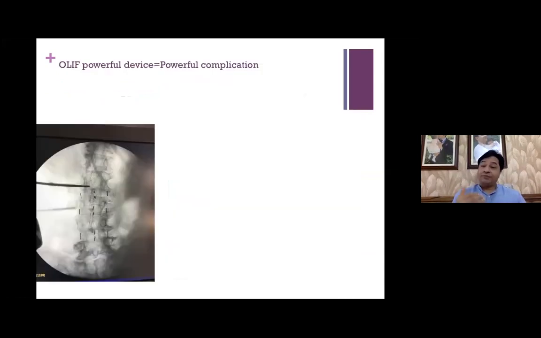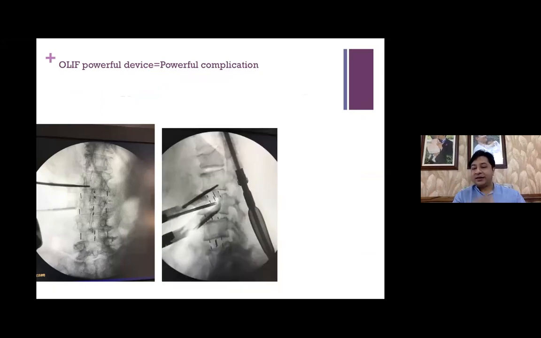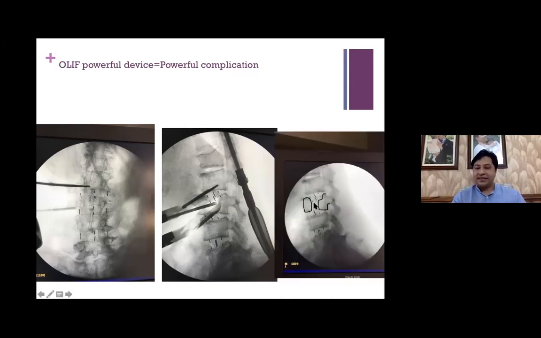It is a very, very powerful tool, OLIF. And a powerful tool means it has some powerful complications. Let me show you some of our complications. This was planned for a 3-level OLIF. When we were doing the 3rd level, suddenly we had a rapid fall of BP. BP went from 120 to 60, and we stopped and revived the patient. And if you see what has happened, we were trying to put 2 cages and the vertebra has split in between. So a powerful device means powerful complications. You should be aware of all these things before you attempt an OLIF.